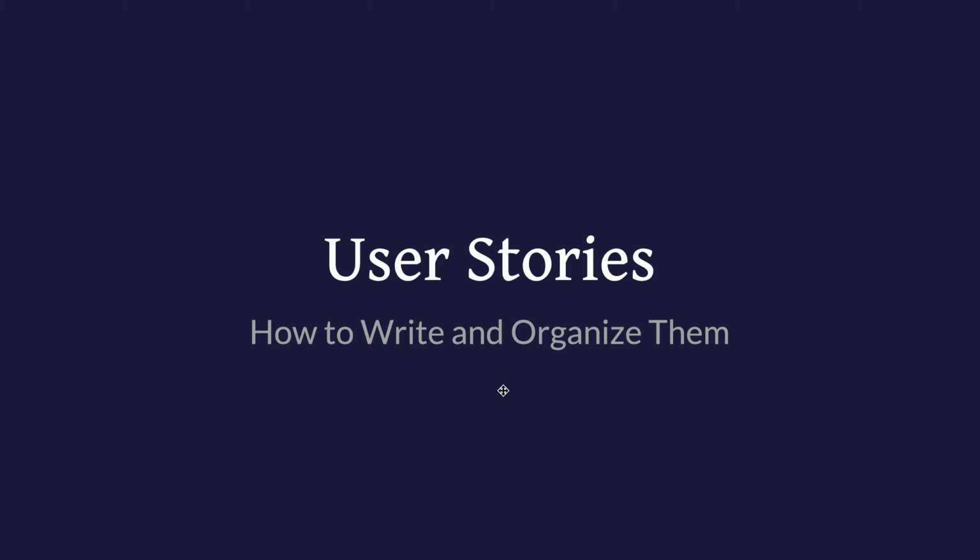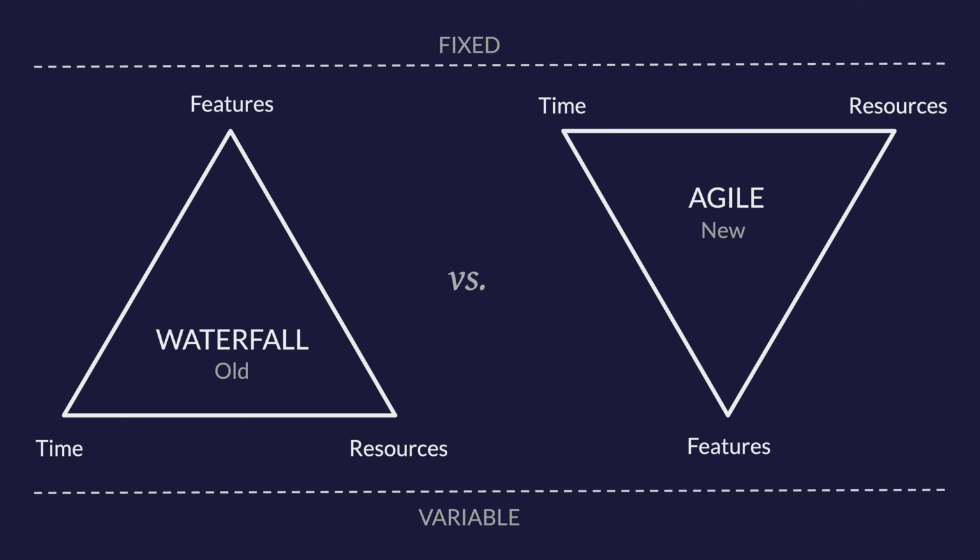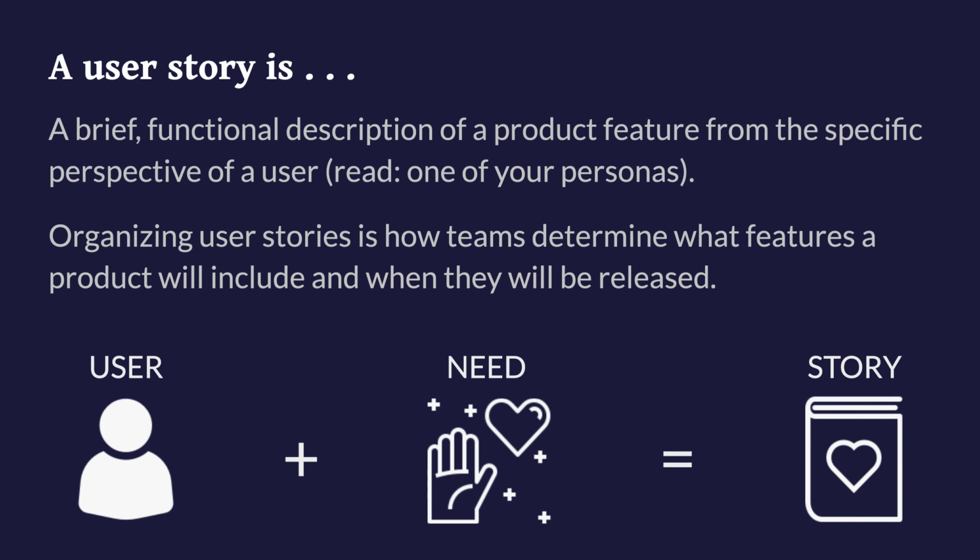This is a continuation of our user stories video. Last time we focused on agile methods, and this time we're going to be looking at what a user story is and how to write them. In short, a user story is a brief functional description of a product feature from the specific perspective of a user, that is, one of your personas.